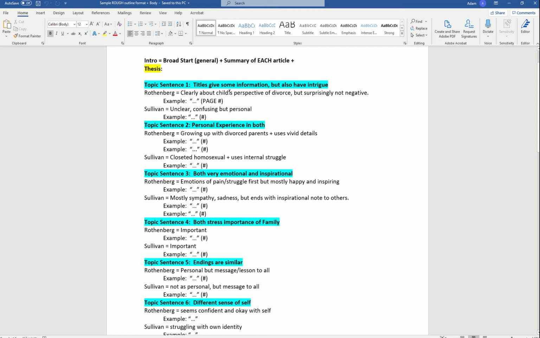My first idea is that the titles give some information, but they also have intrigue. Notice that's not a really great sentence. This is an outline. None of these are really great sentences. I'm going to polish that up. This is just a roadmap.